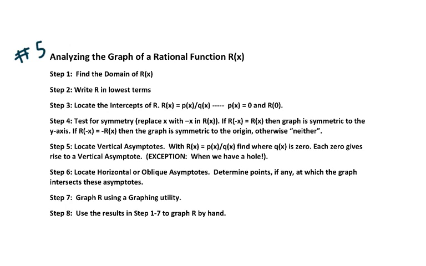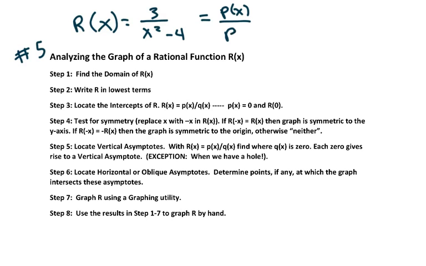Hi everyone, we're going to analyze the graph of R of x equals 3 over x squared minus 4. The numerator we're going to call our P of x. The denominator is Q of x.